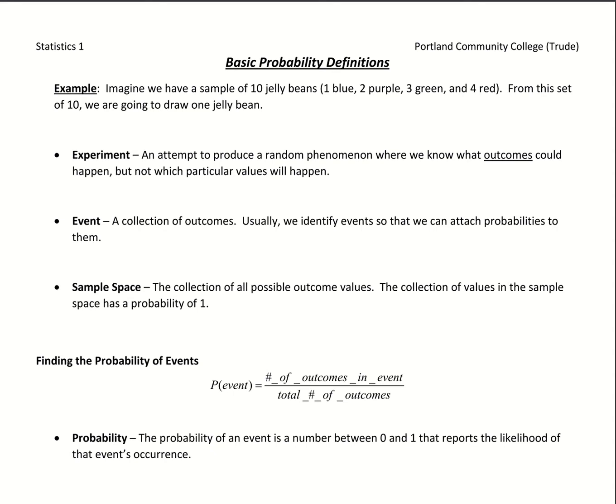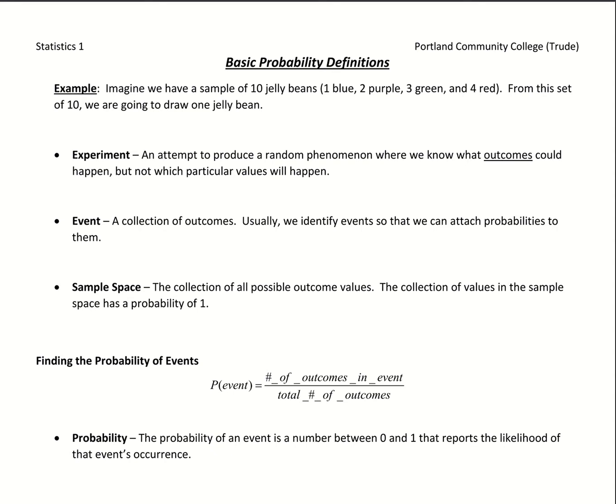One's going to be blue, 2 are purple, 3 are green, 4 red. And from this set of 10, we're going to draw 1 jelly bean, let's say from a bag of jelly beans. So let's talk about how these definitions would apply to these different scenarios.